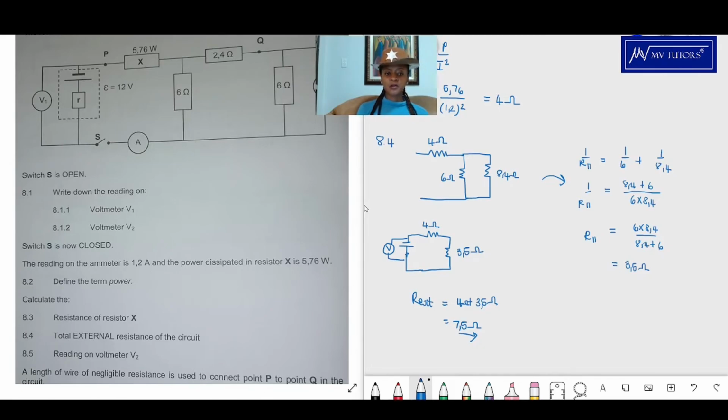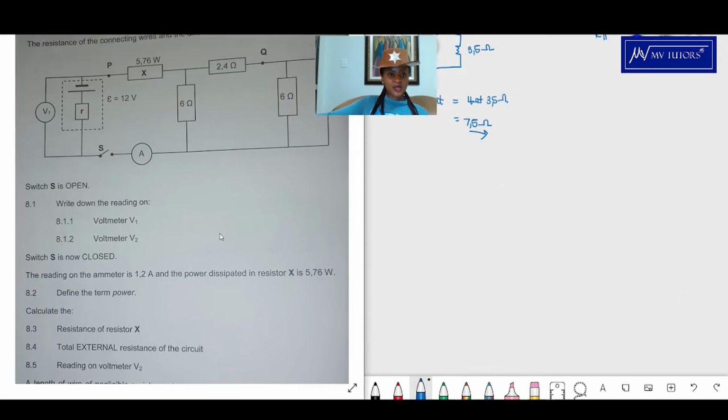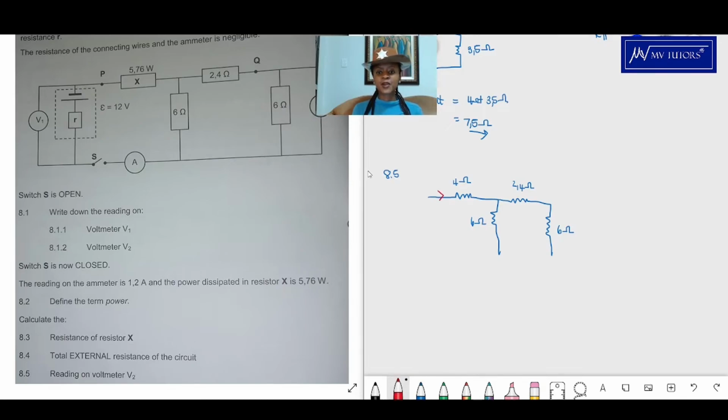And now it wants the reading on voltmeter V2. So let's look at the circuit again. The reading on voltmeter V2. So I have my current flowing. This is the 4 ohm resistor. This is the 6 ohm resistor. I have the 2,4 ohm resistor, and I have the 6 ohm resistor. Horrible sketch. 4 ohm, 2,4, 6 ohm, and 6 ohm. My current that is flowing here is 1,2. It keeps flowing, but when it gets here, it hits an intersection. It divides. And now we need to work out how much goes into here and how much goes into here.